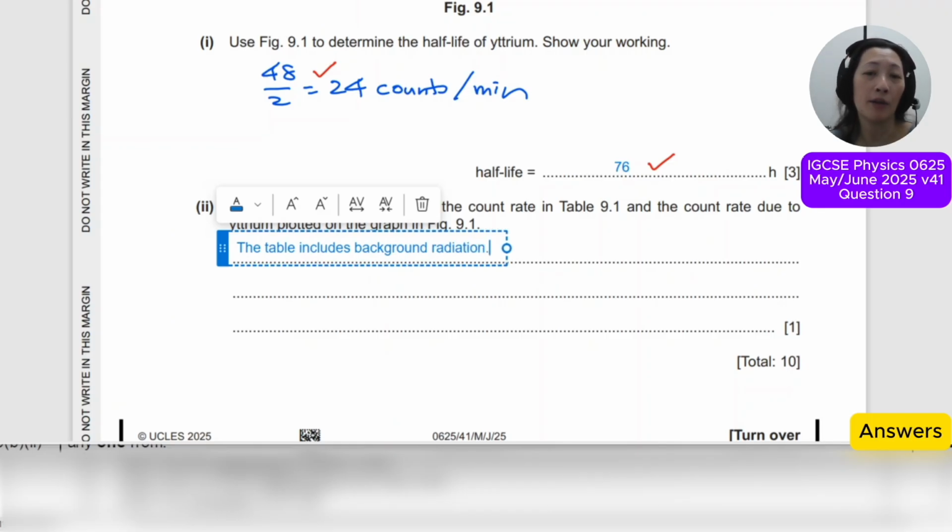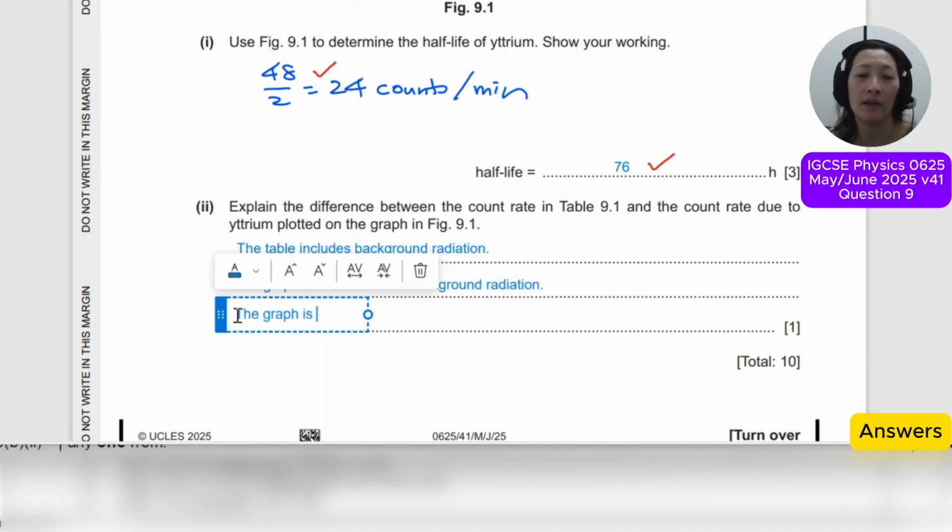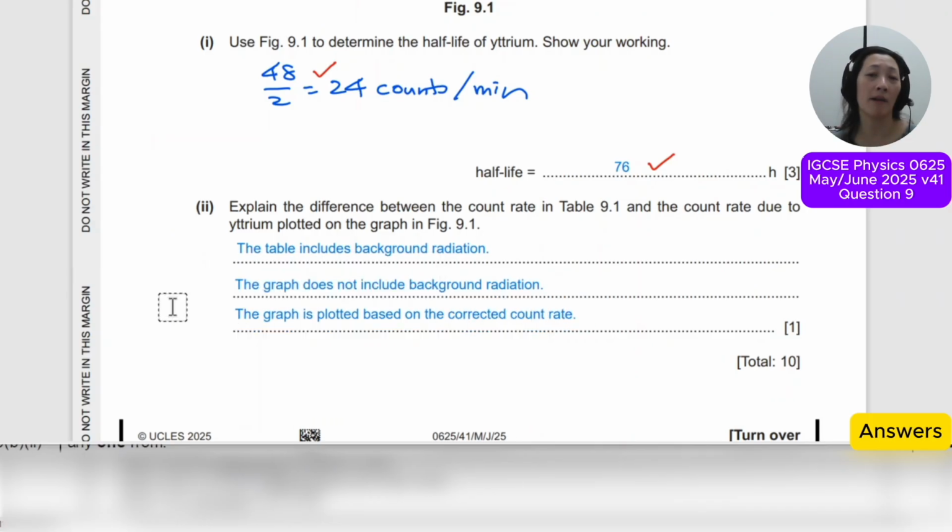Now that should be enough to get you 1 mark, but I'll just write some other variations of the explanation so you can see that there are other ways to explain this answer. You can mention that the graph does not include background radiation, or you can say the graph is plotted based on the corrected count rate. The term corrected count rate means the background radiation has already been deducted. It is an actual term in the radioactive industry.